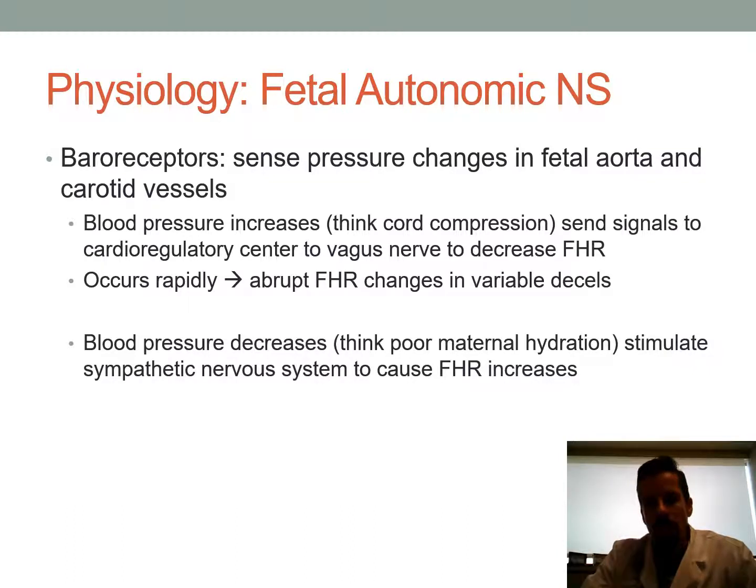On the flip side, when blood pressure decreases, like poor maternal hydration, and blood pressure decreases, the sympathetic nervous system will cause an increase in fetal heart rate.